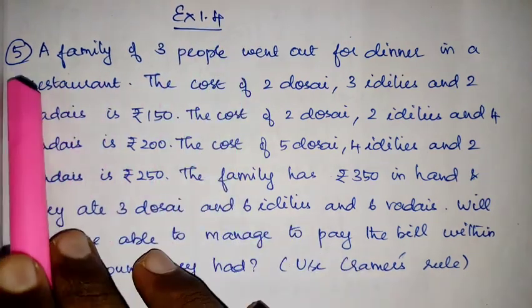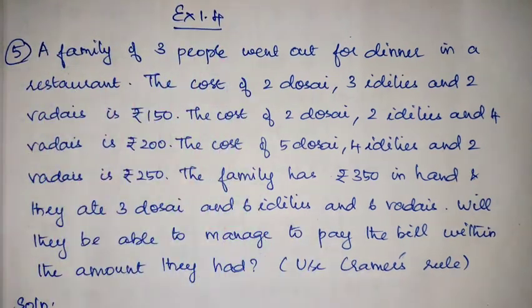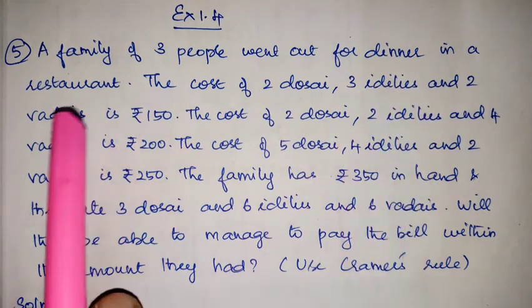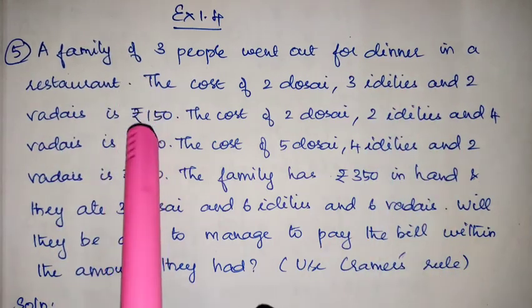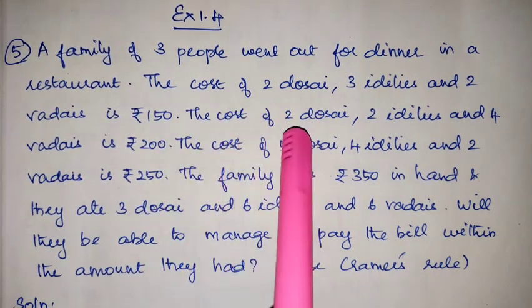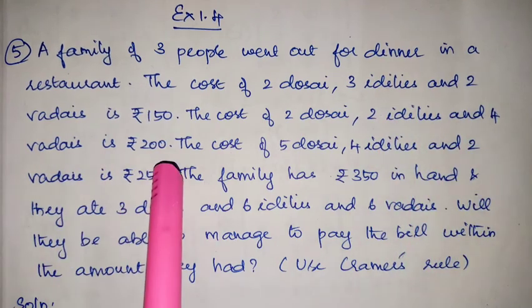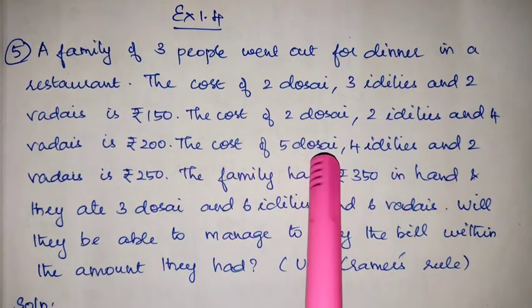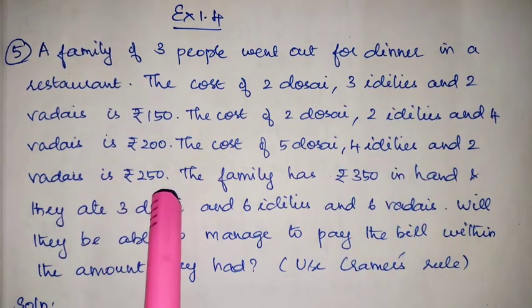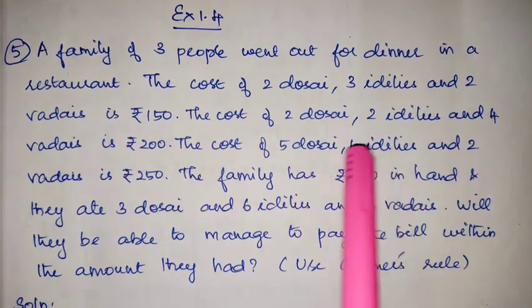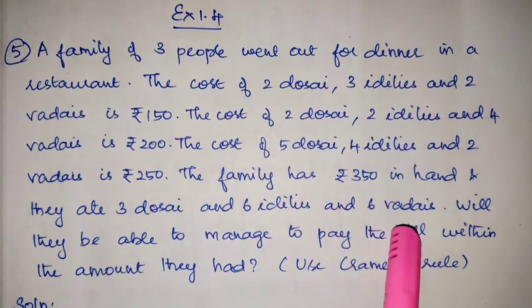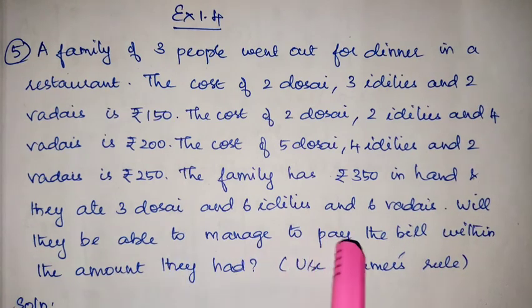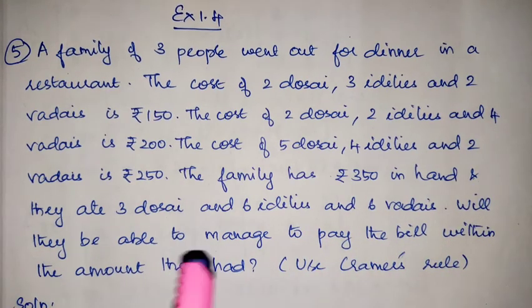Exercise 1.4, sum number 5. A family of 3 people went for dinner in a restaurant. Cost of 2 dosai, 3 idlis and 2 vadais is 150 rupees. And the cost of 2 dosai, 2 idlis and 4 vadais is 200 rupees. Cost of 5 dosai, 4 idlis and 2 vadais is 250 rupees. The family has an amount of 350 in their hand and they take 3 dosai, 6 idlis and 6 vadai. Will they be able to manage to pay the bill within the amount they had? It is asked, okay, using Cramer's rule.